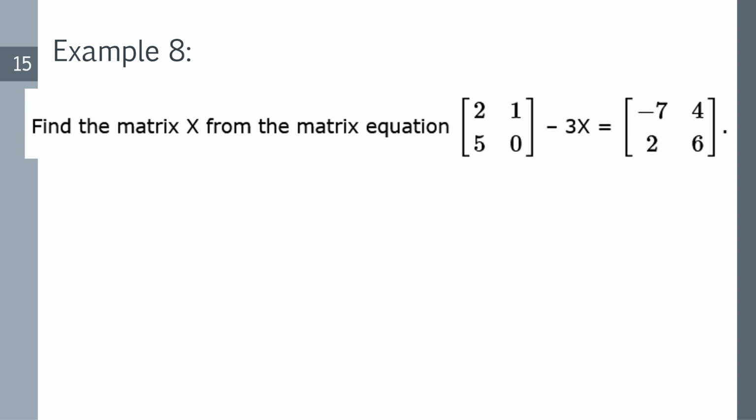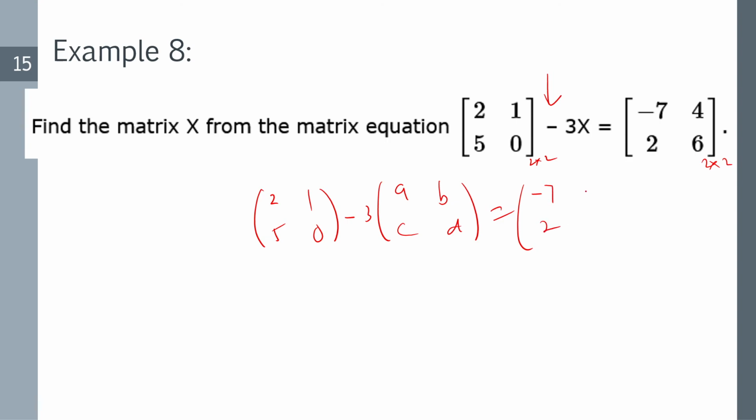Okay, so find the matrix X from the matrix equation. First thing, we already learned from the beginning of this video that if you want to subtract or sum, all the matrices must be the same size. Although the question didn't say what size your matrix is, it's understandable that your X must be 2 by 2, because this is 2 by 2 and this is 2 by 2. So that means you're going to have 2, 5, 1, 0 minus 3 times a matrix a, b, c, d, equals negative 2, 2, 4, 6.